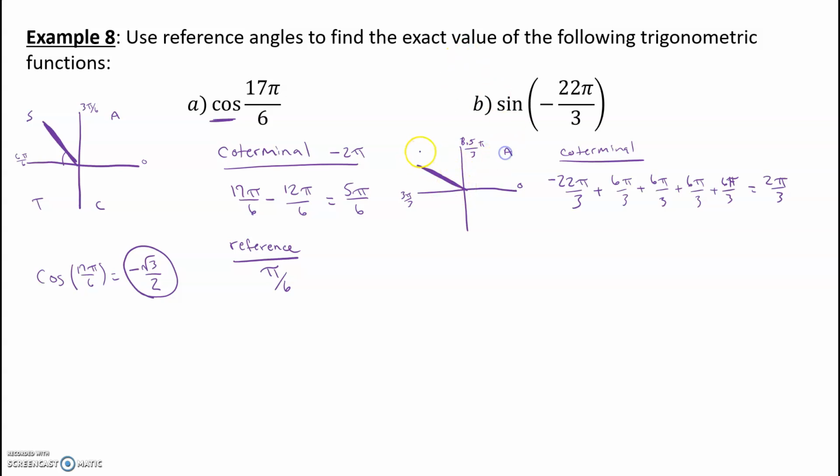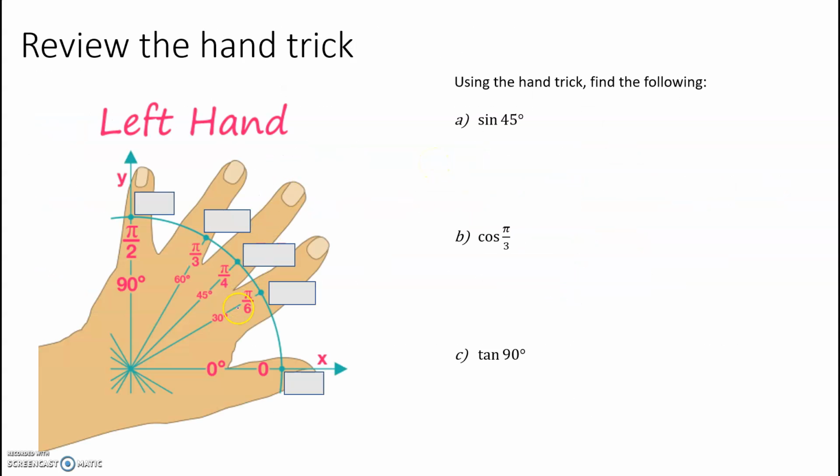So we still have all students take calc. All students take calc. And let's get our reference. Our reference angle is going to be pi over 3. So if we look back to our hand, we want sine at pi over 3. So the sine, we're going to refer back to pi over 3. Pi over 3, fold down that finger.